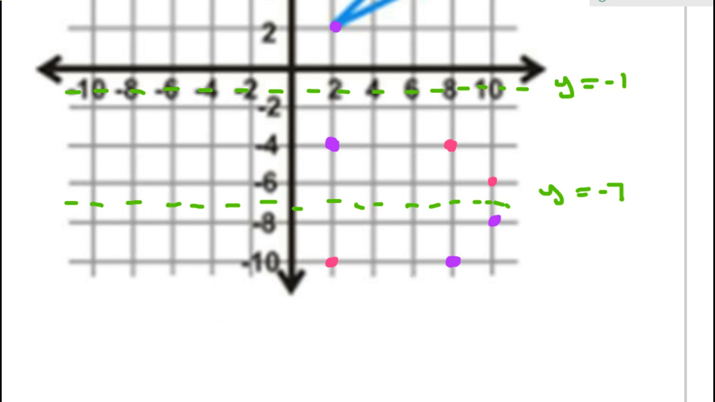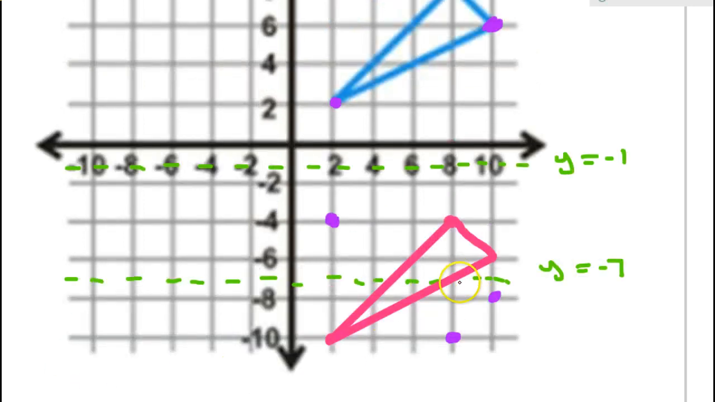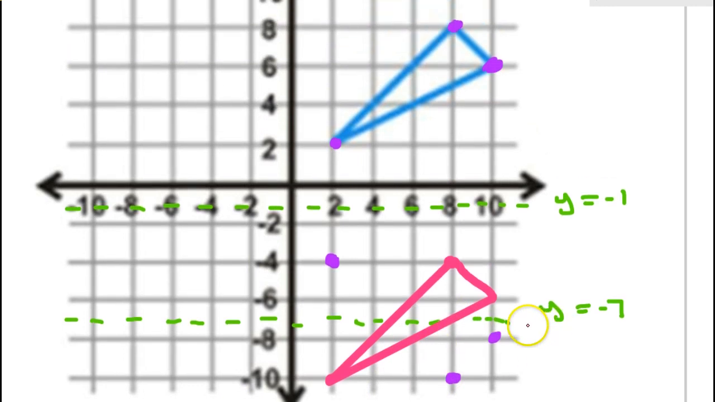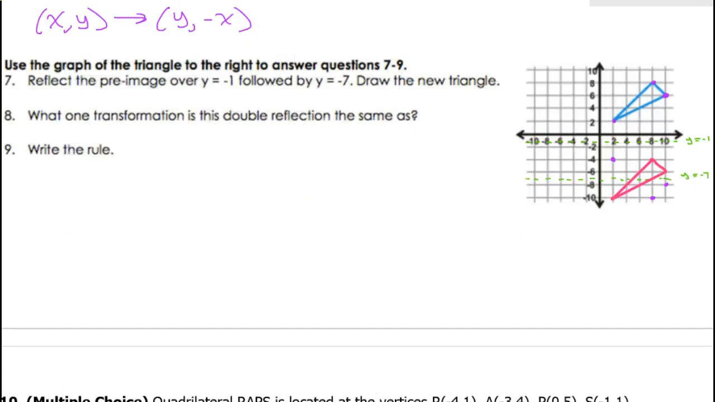I'm just going to connect them. All right, so this is what the image would look like after the 2 reflections. All right, so that was it for number 7. But then for number 8, they want to know what transformation is this double reflection the same as? Well, hopefully at a glance you can see how these triangles are facing the same way. They're not rotated, they're not backwards, they don't look like reflections of each other anymore. So really, to get from the blue triangle to the red triangle, all you would have to do is move down a certain number of units.